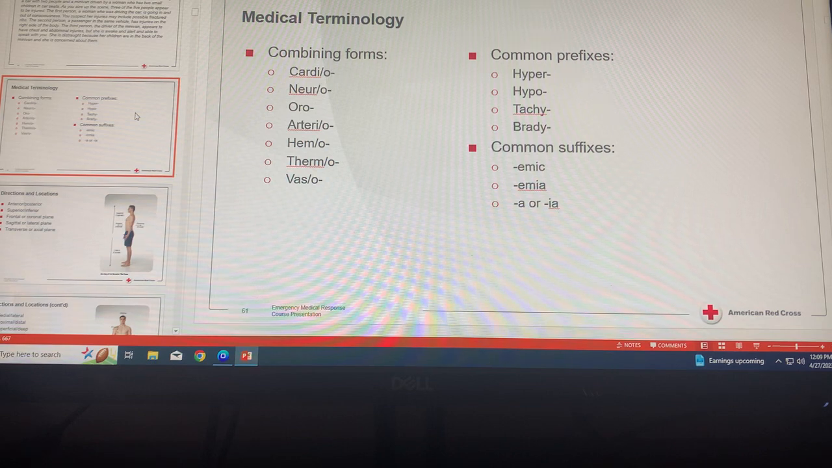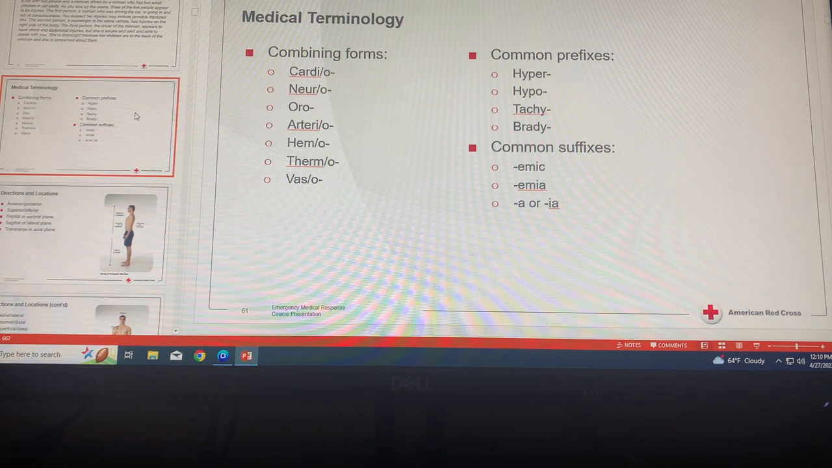So you have common prefixes. You have hyper. That's going to be excessive, above, over, or beyond. You're going to have hypo. Hypo is going to mean less than normal or under. Tachi, fast, swift, rapid, accelerated. Brady, that's going to be slow or dull. Okay? Then we're going to have common suffixes. Emic, okay? Like anemic, emia, okay? Or ia, okay?